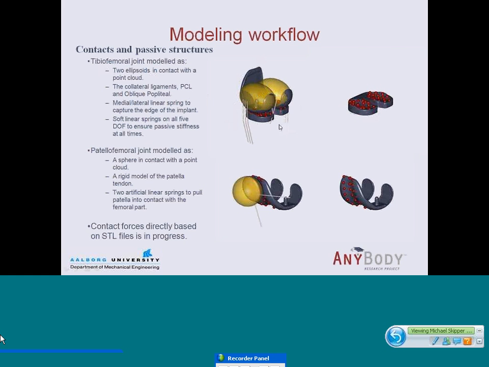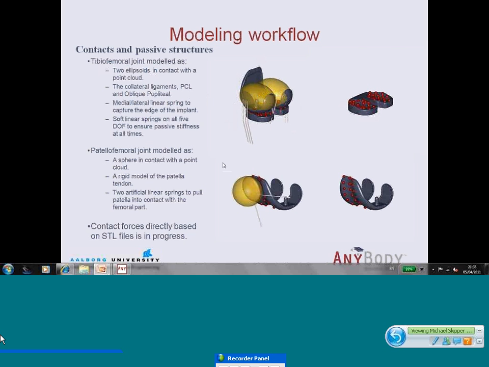If you look at the patellofemoral joint, then this was approximated by a sphere in contact again with a point cloud to represent the frontal side of the femoral part. And this is actually an exact approximation because the patella button is actually a part of the sphere. It's just in color. So there's no approximation in that.